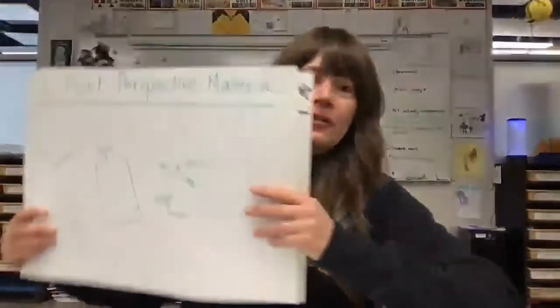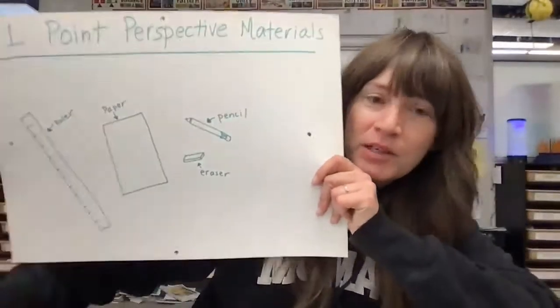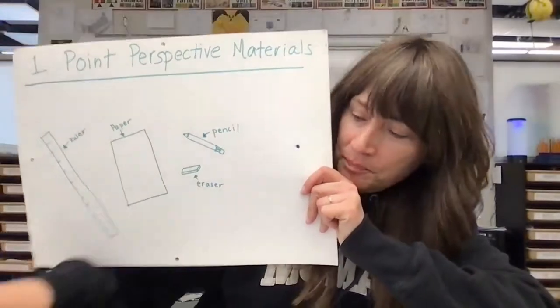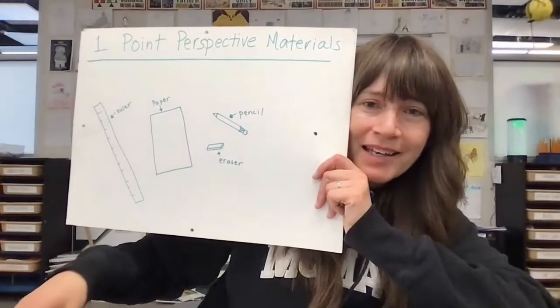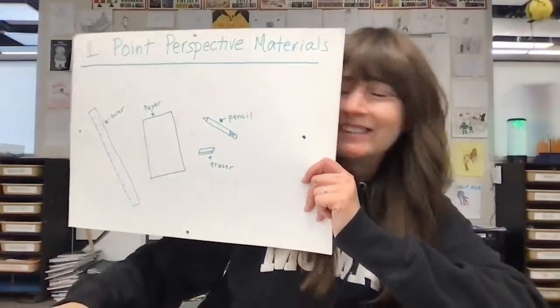So for this activity, you are going to need the same stuff we've been using for perspective in the classroom. You're going to need a pencil, an eraser, your piece of paper, and a ruler. So I have all those materials here.